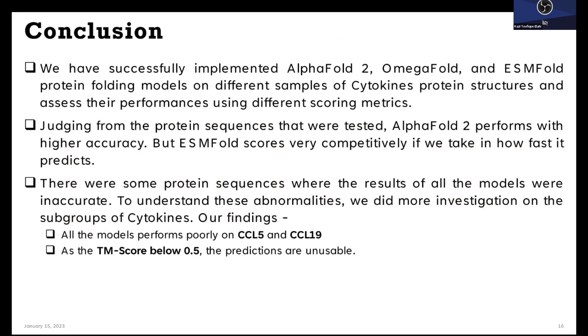To conclude our study, we successfully implemented AlphaFold 2, OmegaFold, and ESMFold on different cytokine proteins and assessed their performance. Judging from the score, AlphaFold 2 performs with higher accuracy, but ESMFold performs very competitively if we factor in how fast it predicts. There were some protein sequences where the models performed very poorly. Those proteins belong to the CCL5 and CCL19 group, and their predicted structures are unusable as their score is below 0.5.